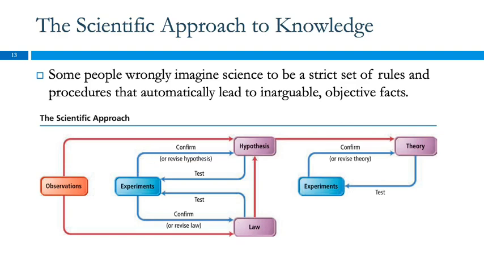Observations can also lead to laws, like the law of gravity. And then those laws can also be tested. A good hypothesis that's been tested a lot can turn into a theory explaining nature or the behavior of matter, and that theory is also subject to testing by experiment, and it can be confirmed or revised.